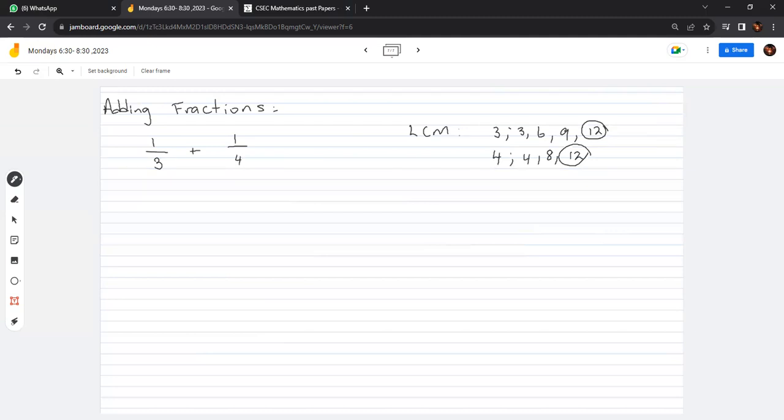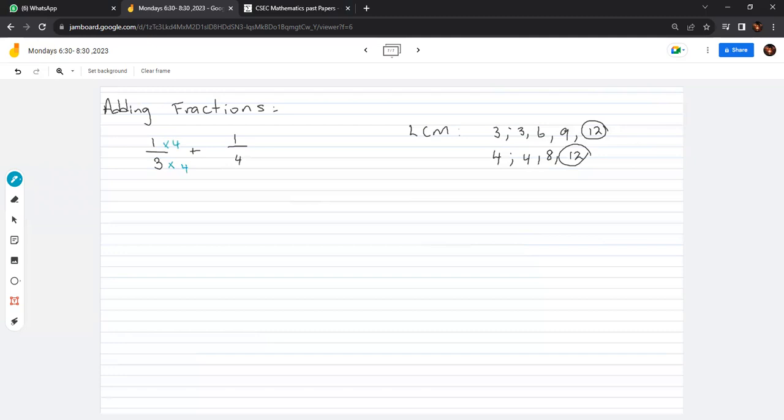So you ask yourself, what do I do? Because each of these, you have to make these 12. And in order to make them 12, you have to form equivalent fractions, right? You can't just change the denominator without working on the numerator as well. So we're going to multiply 3 times 4, whatever I do to the bottom to make it 12, I must do it to the top.